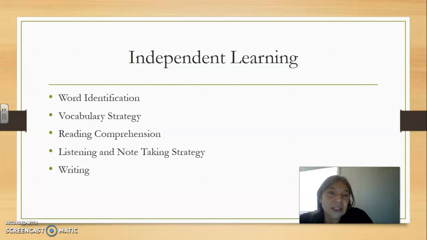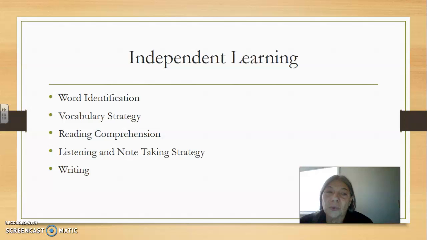Word identification, vocabulary strategies, reading comprehension, listening, taking notes, writing, all of these fall underneath independent learning. But they have to learn how to be independent. Therefore, when we're teaching word identification, we say the word. We have them say it back. We have them sound it out. We sound it out, they sound it out. We use the I do, we do, you do a lot of times with words.